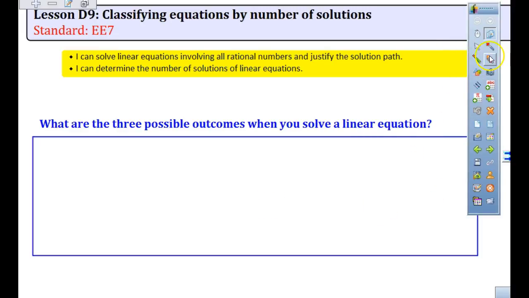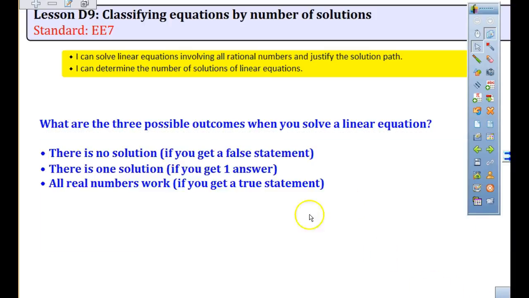As we look at our different solutions, we just said that we have three different possibilities. We have no solution when you have a false statement. So no solution: we have a false statement.